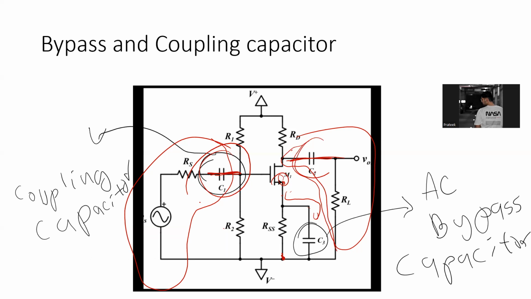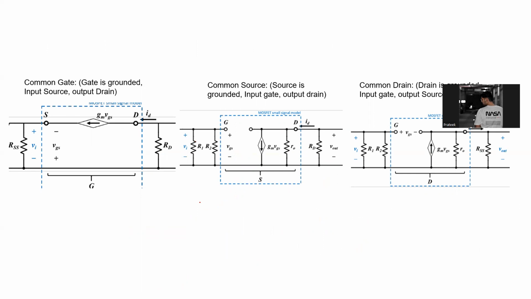Yeah, exactly. So speaking of that, the common in a transistor amplifier means what's connected to ground, or the common terminal in the AC model. And so common gate just means that the gate is grounded. Common source means that the source is grounded. Common drain means that the drain is grounded.